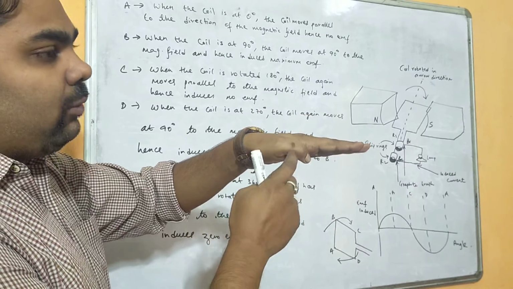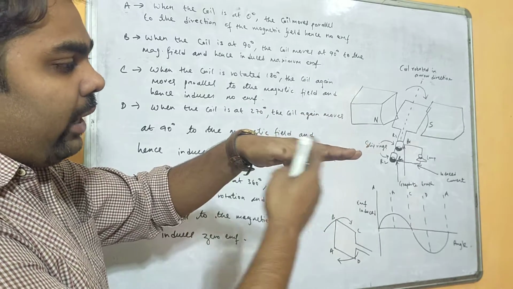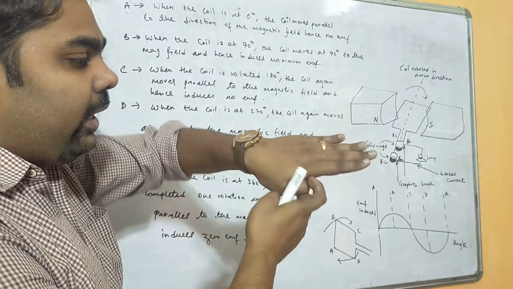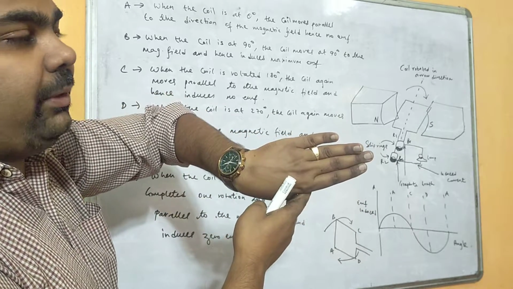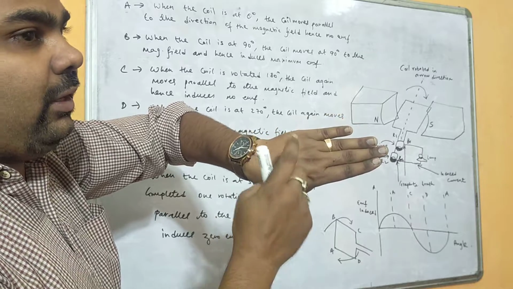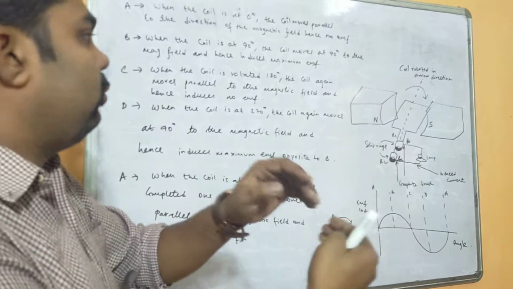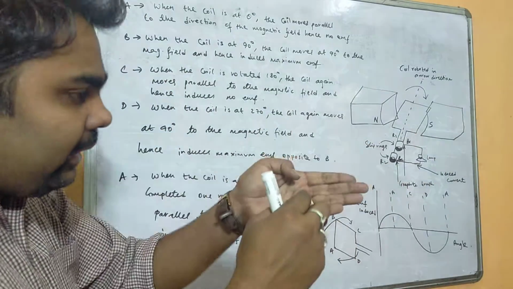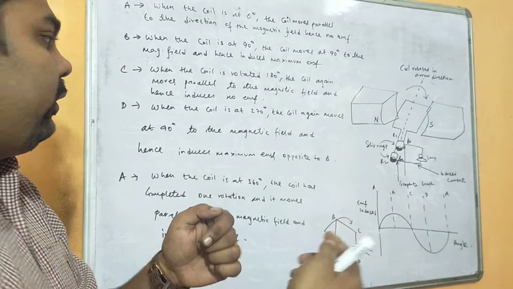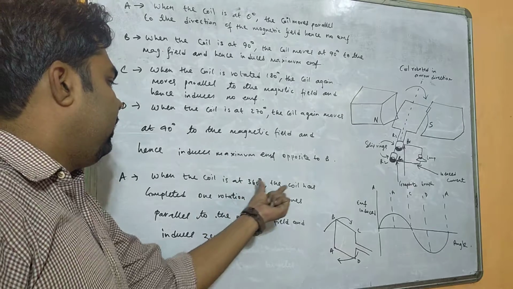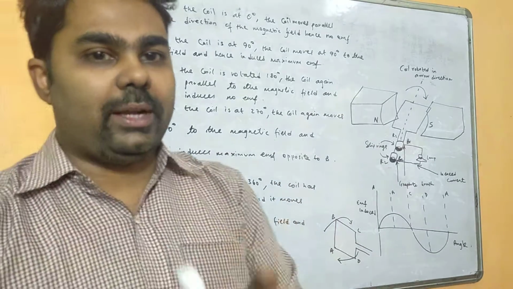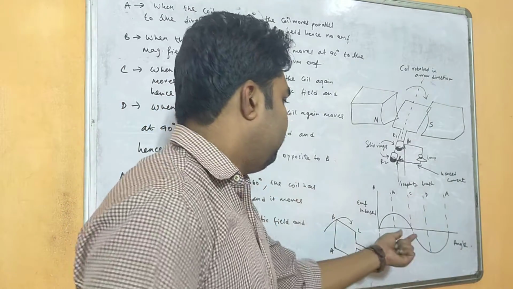Again it becomes 180 degree. As it becomes 180 degree, again it becomes parallel to the magnetic field, no EMF. Again it gets turned and it forms 270 degree. The EMF which is induced here is maximum but opposite to that of 90 degree. Right? Now again it turns and makes one rotation and comes to 360 degree. The coil has completed one rotation and again it moves parallel to the magnetic field. So again the EMF has been reduced.